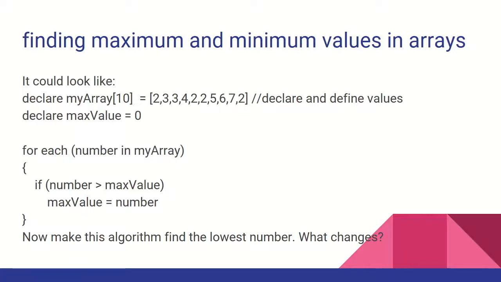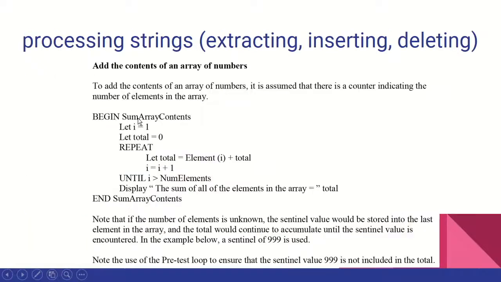If we were to make this the lowest number, what would be different? Well, realistically, in the algorithm here, I'd be saying, if number is less than min value, and I declare at the top here, min value to be 999, a very large number.